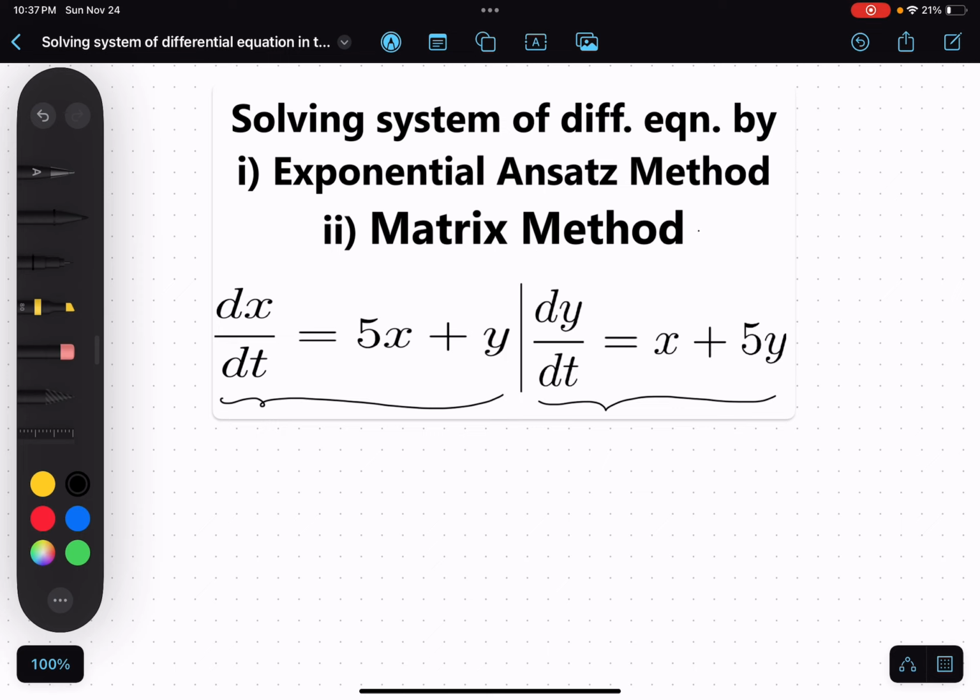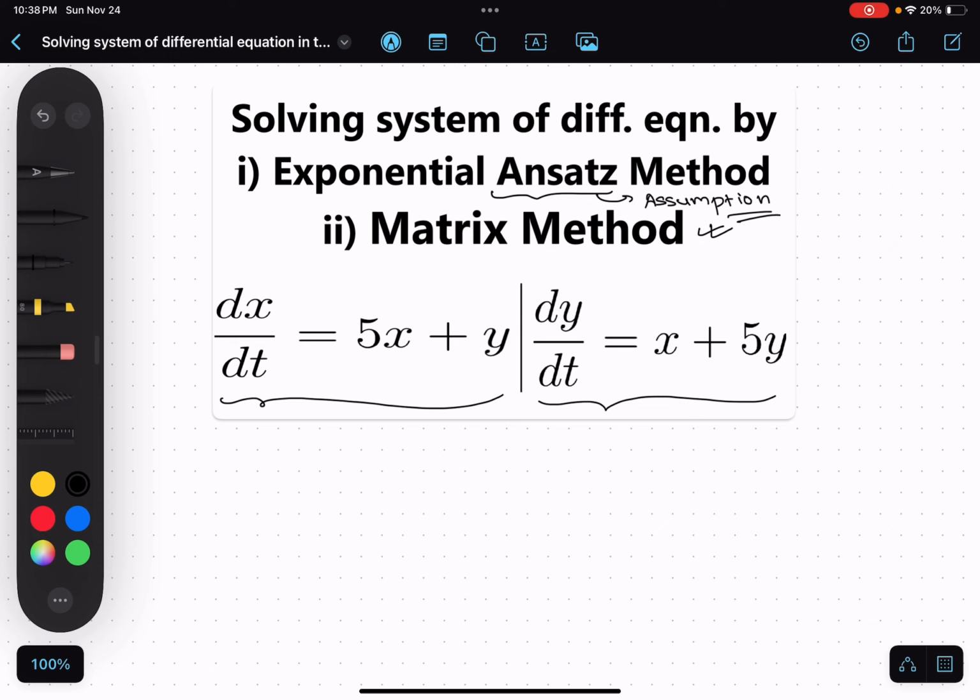This matrix method is super cool, and I believe that if you're watching this video, you should definitely check the matrix method, even though you might want to skip, that's fine. First of all, I will do it by the exponential ansatz method. Ansatz is just a German word, and its meaning is assumption. What we will do is assume that the solution is an exponential function, and I'll also give you the reason why we assume that.